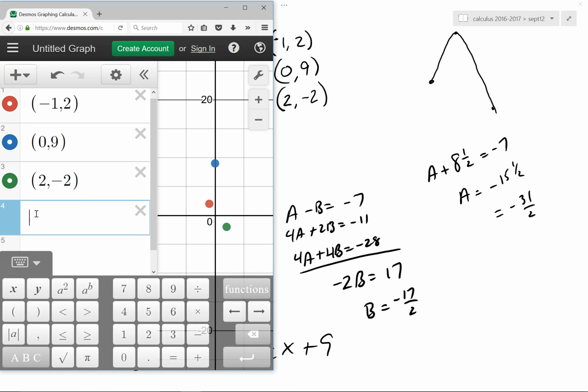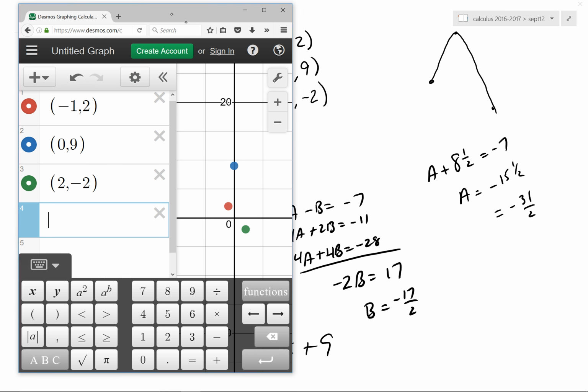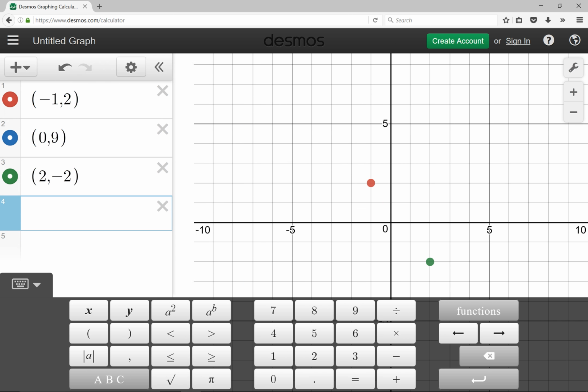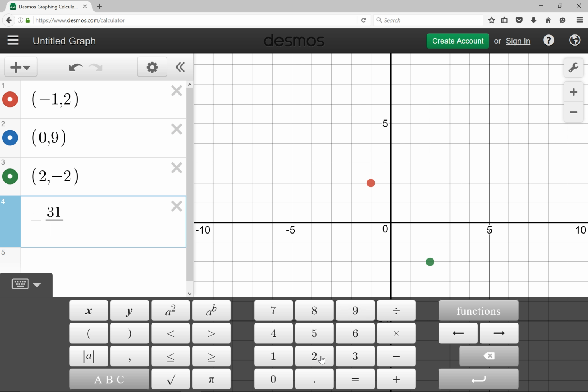And then let's type in my equation, and then we'll go back and take a look at it in a second here. So we got what? 31/2. So -31 divided by 2 x squared minus 17/2, I think. Is that what I said?